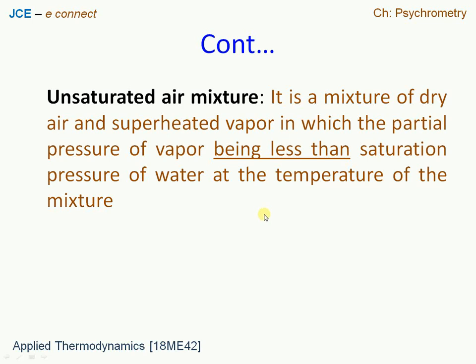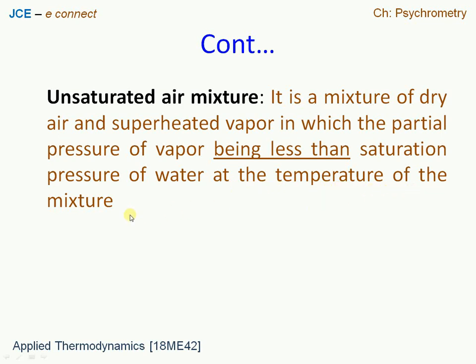Usually this is in the superheated zone. On a TS plot, when we have a saturation dome, we know that if the system exists outside the saturation dome on the right side, then we call this the superheated zone. Usually this unsaturated air mixture is in the superheated region. So it is a mixture of dry air and superheated vapor, in which the partial pressure of vapor is less than the saturation pressure of water at the temperature of the mixture.